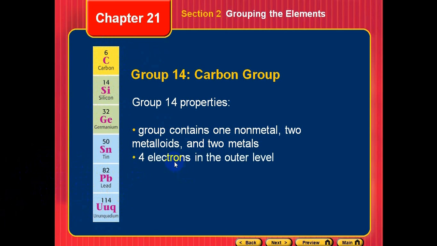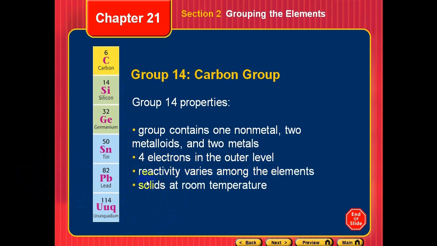They have 4 electrons in the outer level. Reactivity varies among the elements. They have different reactivity. They all are solid at room temperature. Like who? Like carbon, silicon, germanium, tin, lead.